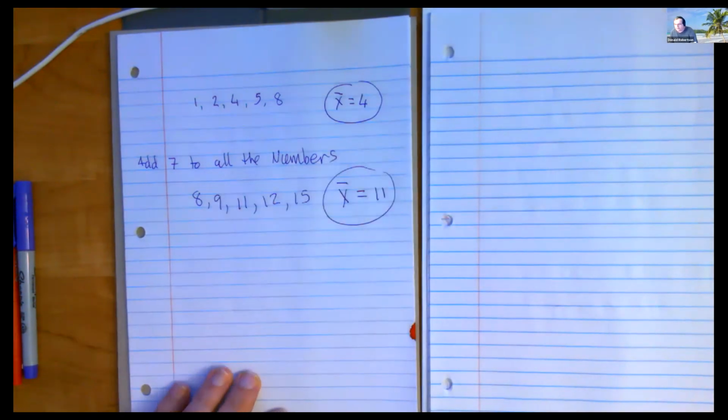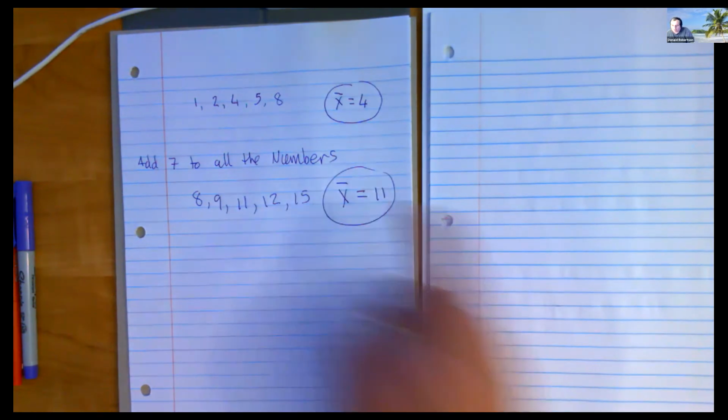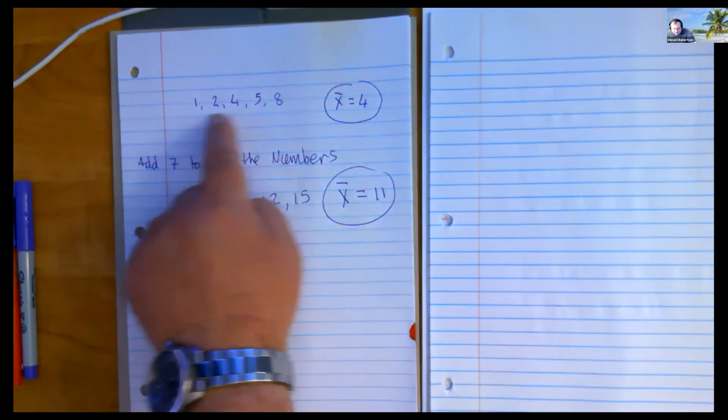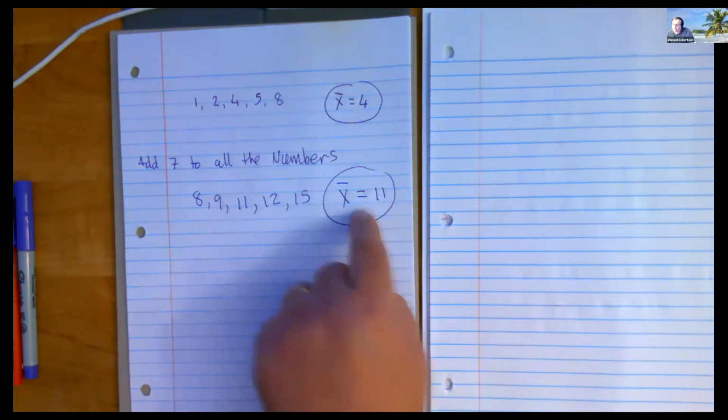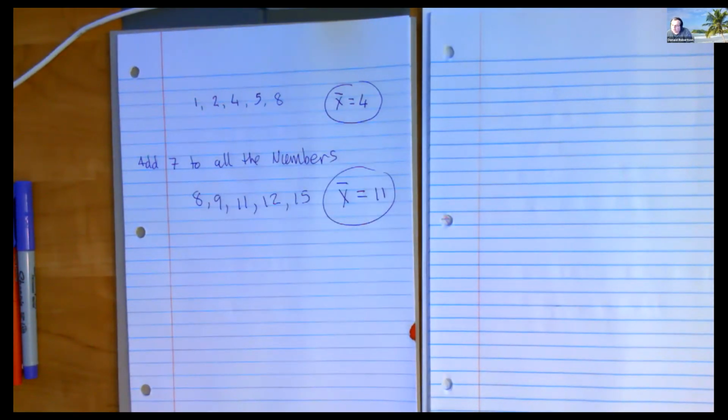And I didn't do it in my head. I used a logical argument for why the mean would be 11. If you add 7 to everybody, does it make sense that the mean would also increase by that same amount, 7? Agreed?